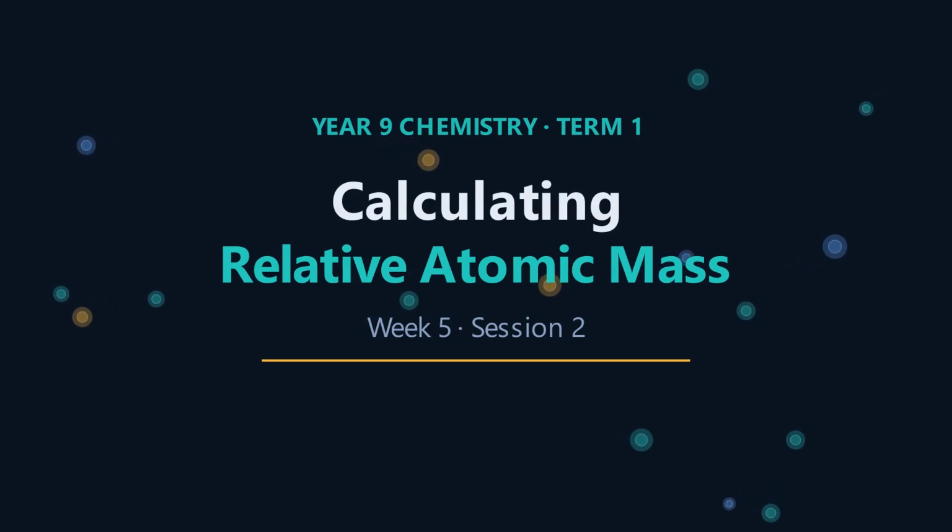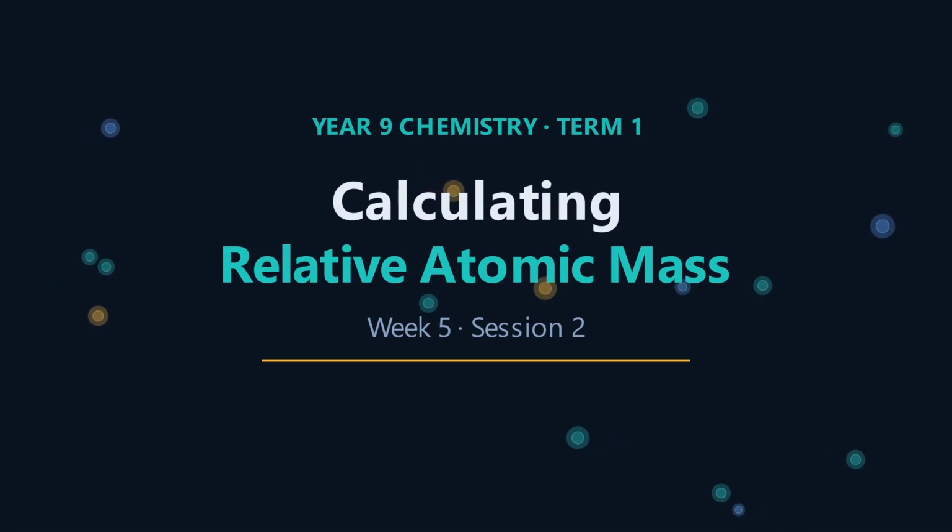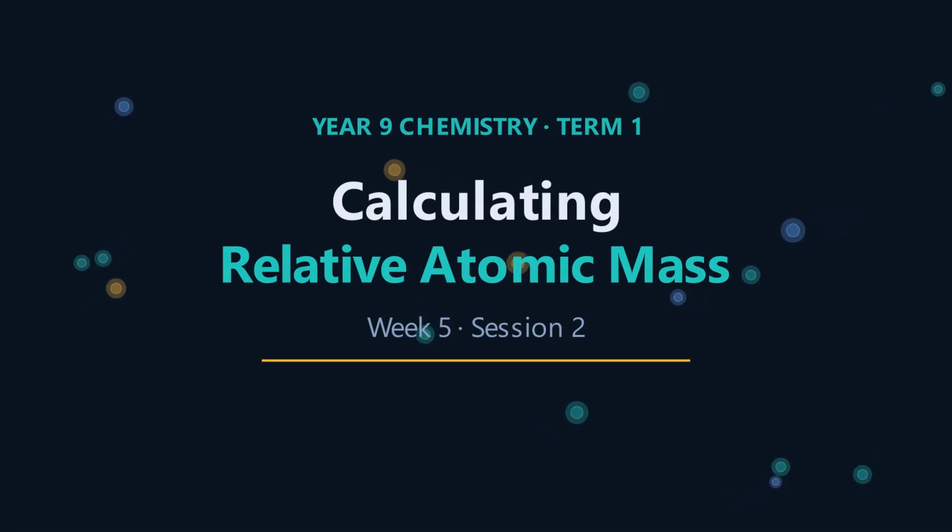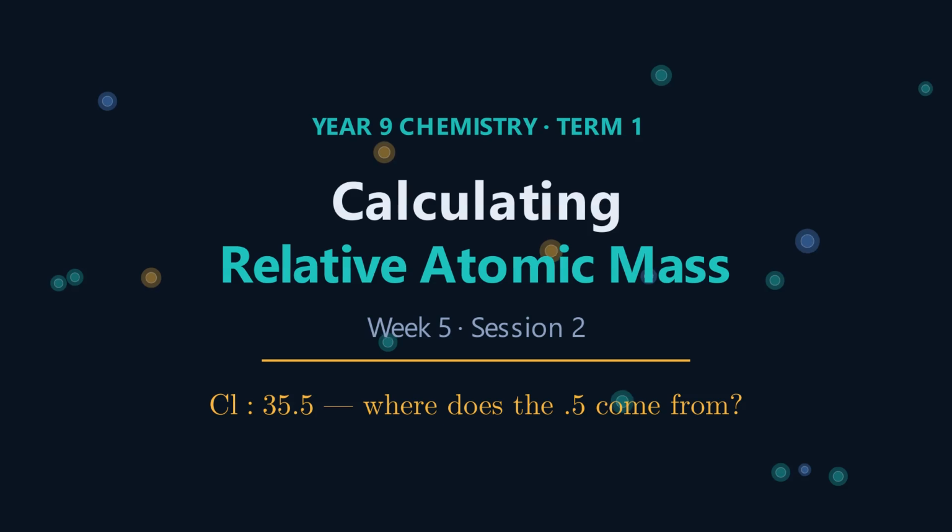Look up chlorine on the periodic table and you find 35.5. But no chlorine atom weighs 35.5. So where does the 0.5 come from? Today you will master the calculation behind every decimal on the periodic table, the weighted mean.